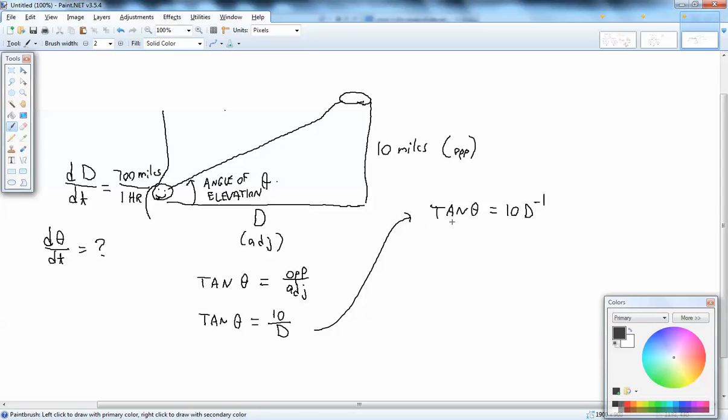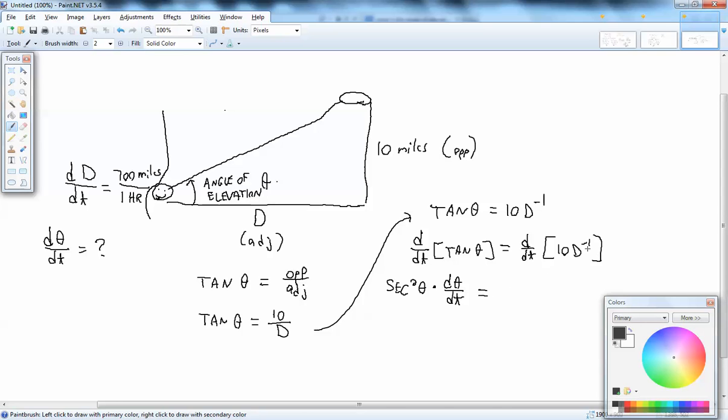And we want to take the derivative of both sides with respect to time. The reason I say with respect to time is because that's what they gave us. So I want to take the derivative of tangent theta with respect to time, and the derivative of 10 d to the negative 1 with respect to time. Now, the derivative of tangent is, I believe, secant squared. I don't have my calc book here. But we're taking a derivative with respect to t, and this is really theta, so we have to add on d theta dt. If you're taking a derivative, you take derivatives just like normal, but then you put the derivative of whatever variable with respect to time.